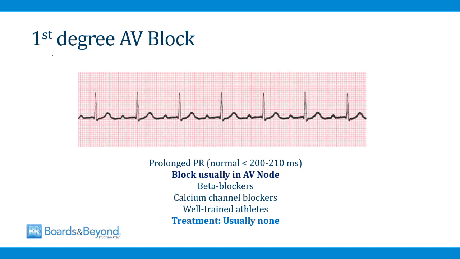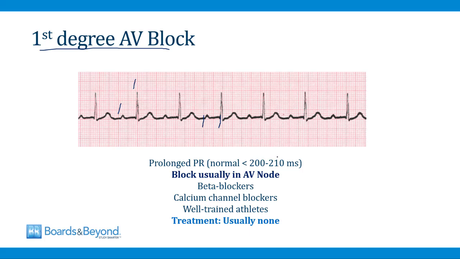Shown on this slide is an example of first degree AV block. In first degree AV block, every P wave is followed by a QRS complex. However, the PR interval is prolonged. A normal PR interval is about 200 to 210 milliseconds. If you look at this PR interval here, it begins at this point and ends at this point. It's about 300 or 400 milliseconds, so that is prolonged, and therefore this is first degree AV block.